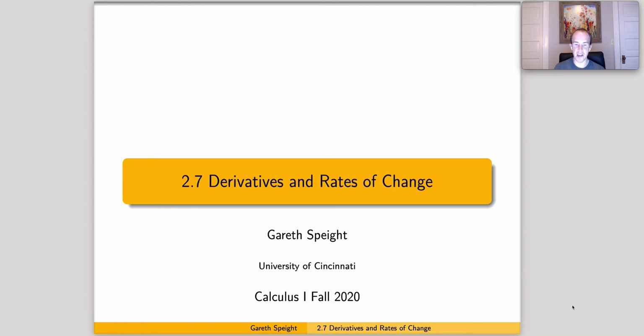And now that we've briefly studied limits, we're in a position to come back and understand both of these problems and define derivatives. Derivatives are basically the process that we were doing in 2.1. So let's go ahead and get started.